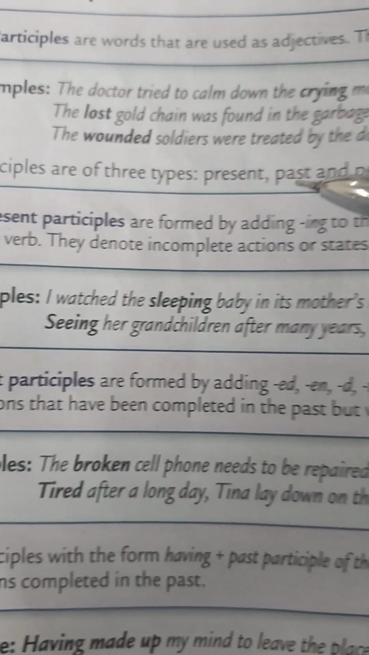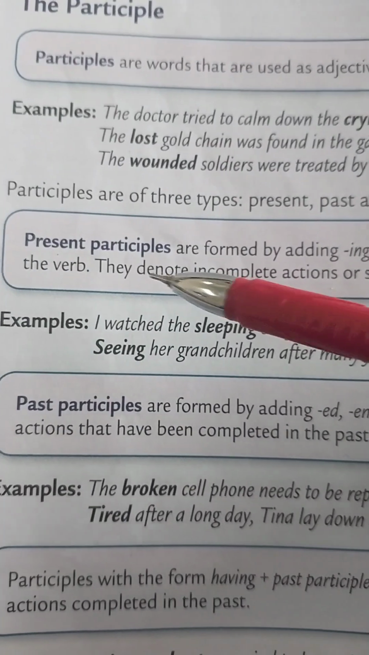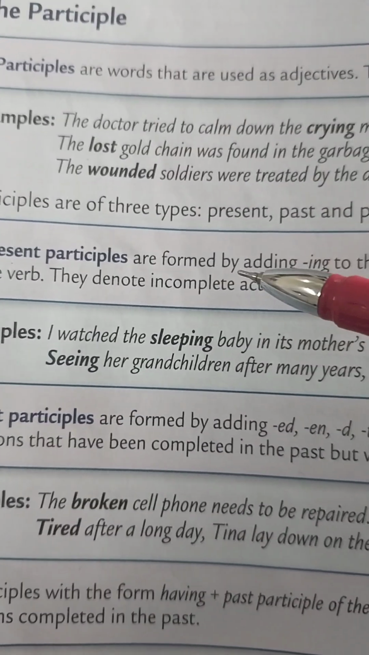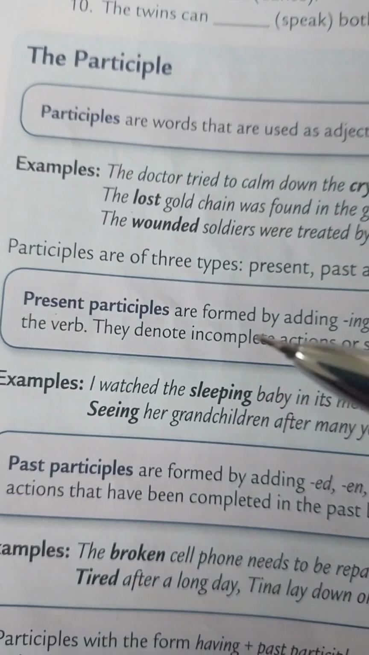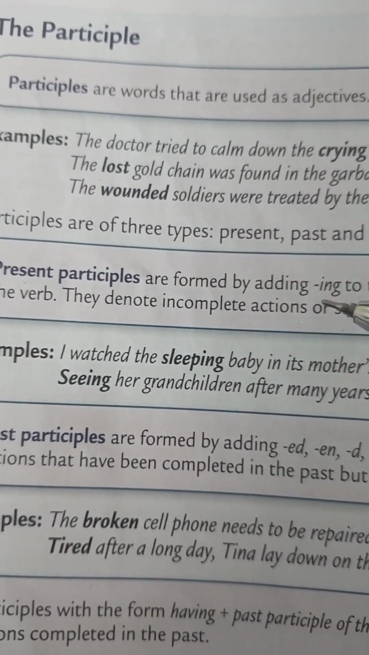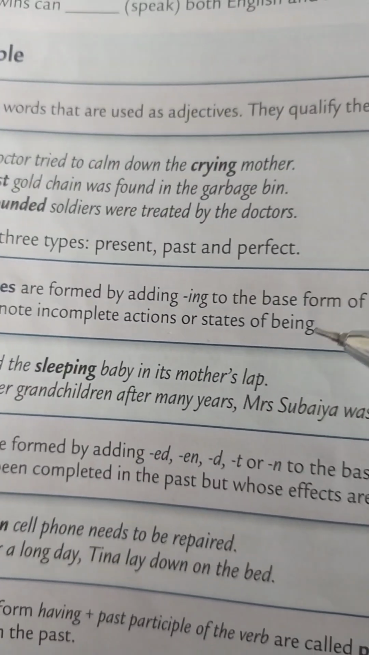Now participles, children, are of three types: present, past and perfect. Now the present participle. Present participles, children, are formed by adding ing to the base form of the verb. They denote incomplete action or state of being.